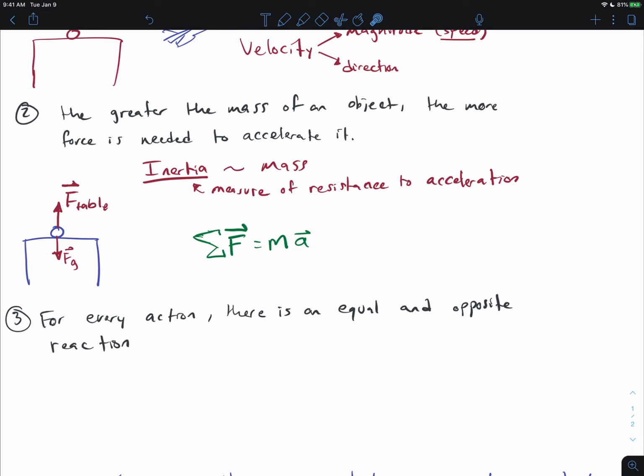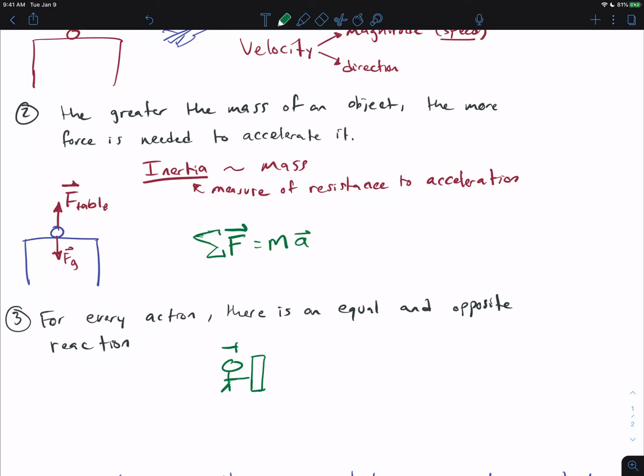For every action, okay, there's going to be an equal and opposite reaction, right? So this is a kind of a simple way of saying that whenever you apply a force to something, it's the same thing as that thing applying a force to you, right? So let's go ahead and draw an example here. Okay, I've got a person, and that person is going to push on a wall.